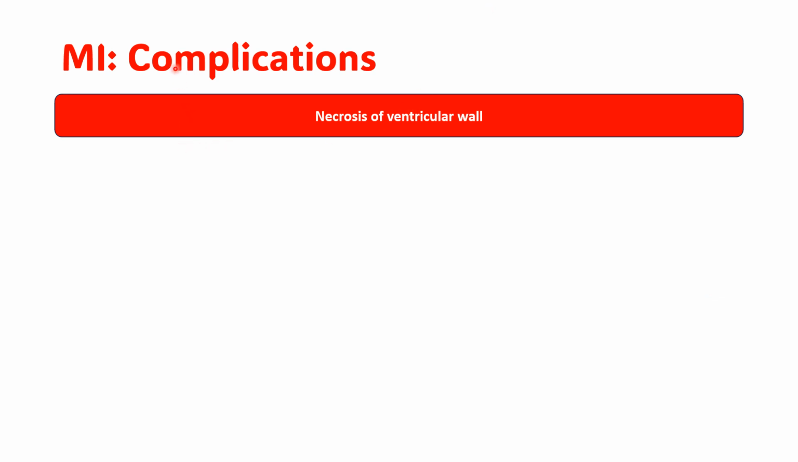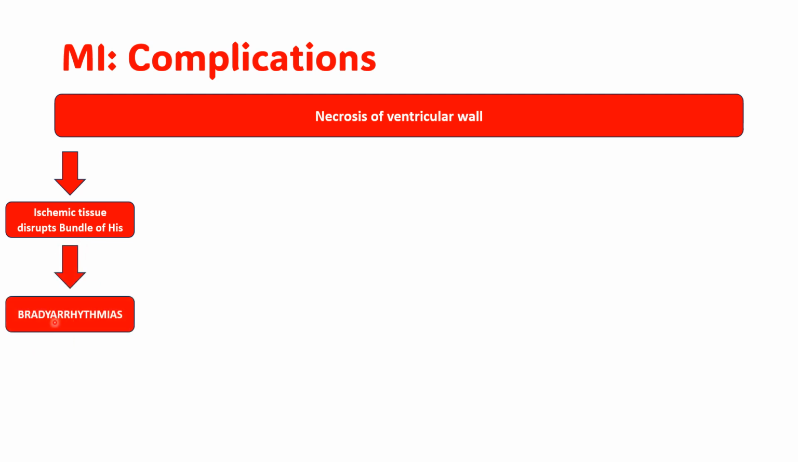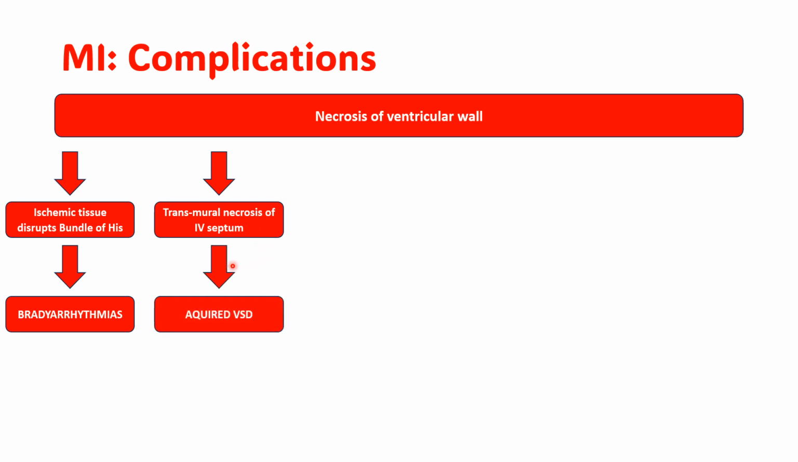Okay, and then other complications are based on necrosis of the ventricular wall. So you can have ischemic tissue disrupting the bundle of His, leading to bradyarrhythmias. So transmural across all the layers, you have this necrosis of the intraventricular septum, leading to an acquired ventricular septal defect, and that can cause a pansystolic or holosystolic murmur.